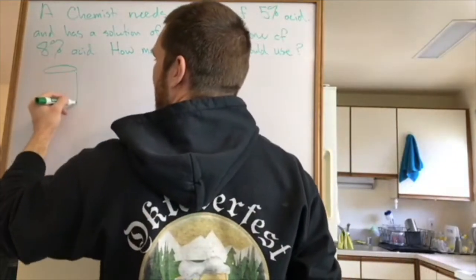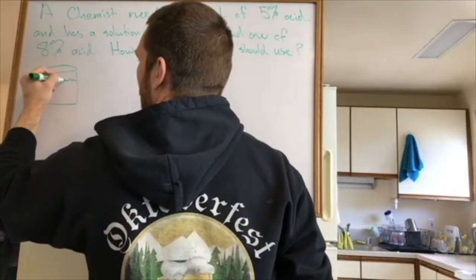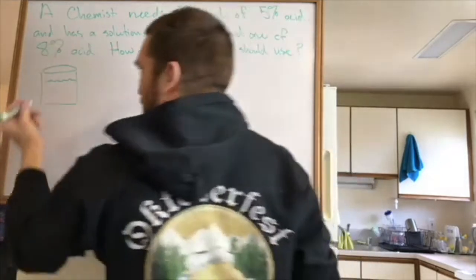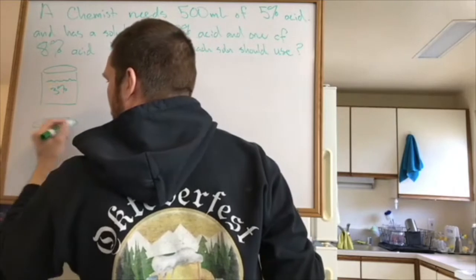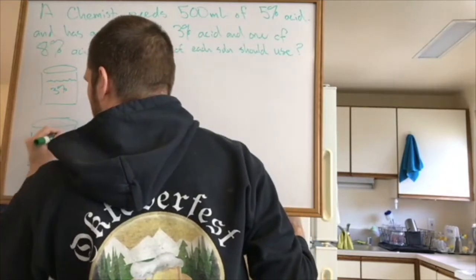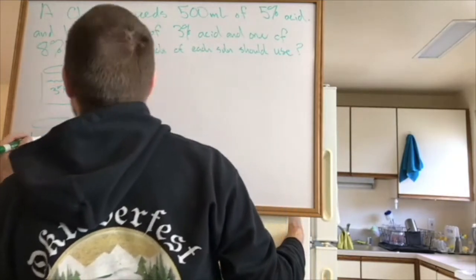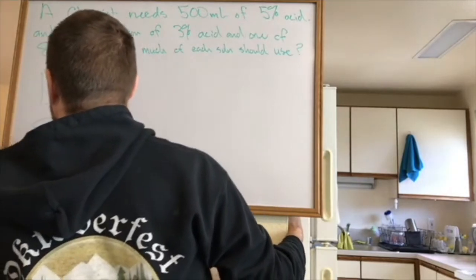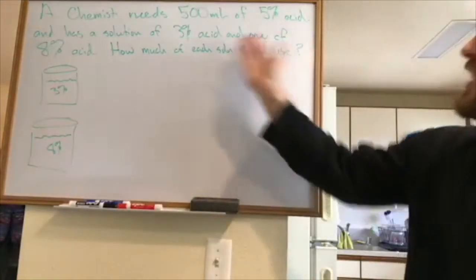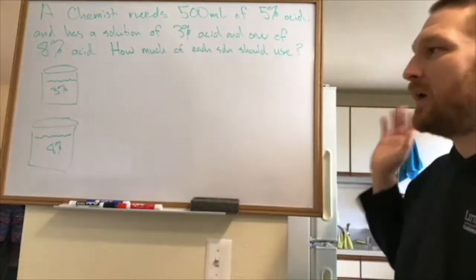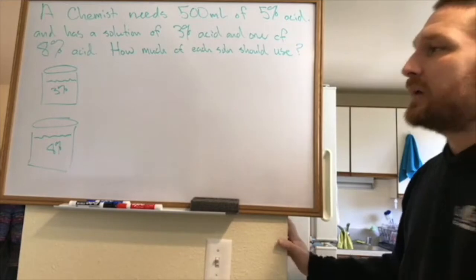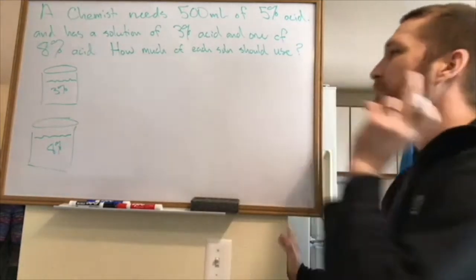We have, and it's implied that we have, an unlimited amount of each, right? There are no constraints, that's what they're called. There's no constraint on the amount of acid we could use. You have to assume that if you have a solution of that and a solution of that, you probably have way more than you need. And so we have some 3% acid, we have some 8% acid.